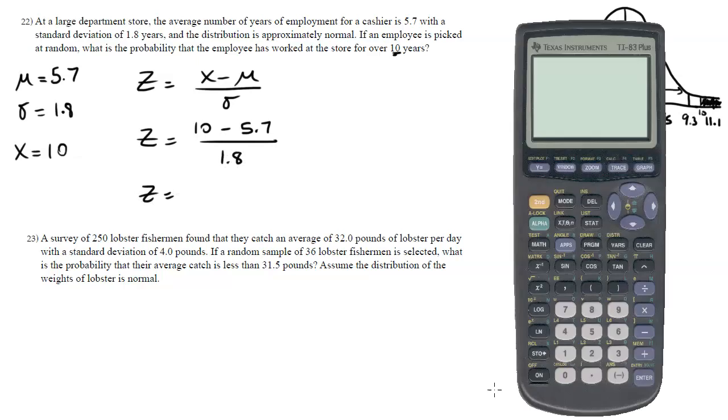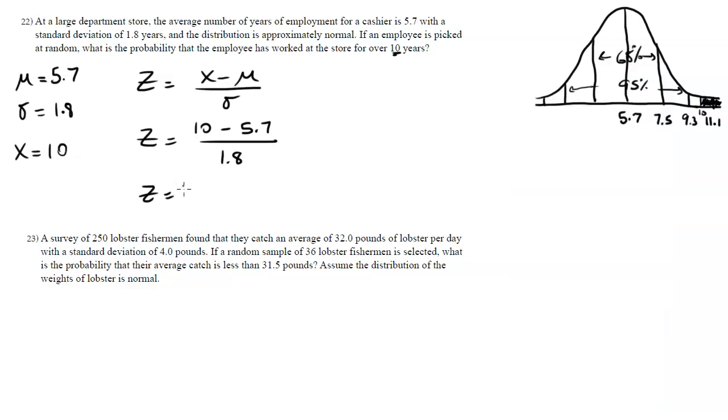I'll just throw that in the calculator, why not? So I'll put that numerator in parentheses, 10 minus 5.7, close it up, divided by 1.8. That's 2.39. I go 2 decimal places, 2.39. So Z is 2.39.